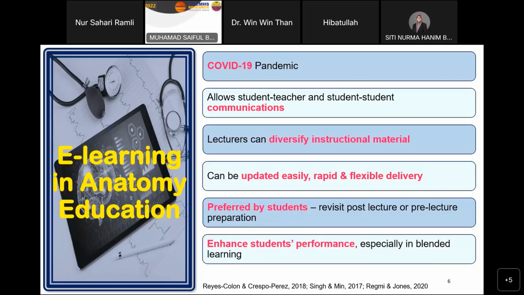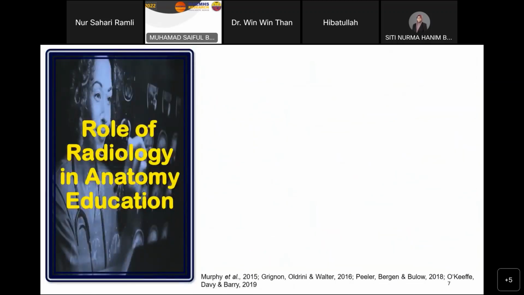And finally, e-learning has been proven to enhance students' performance, especially if it's used in conjunction with face-to-face interaction. So this is true for blended learning. Okay, so that is the e-learning role in anatomy education.